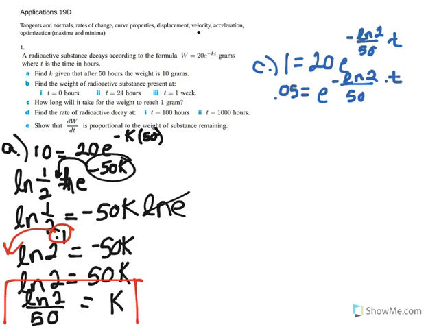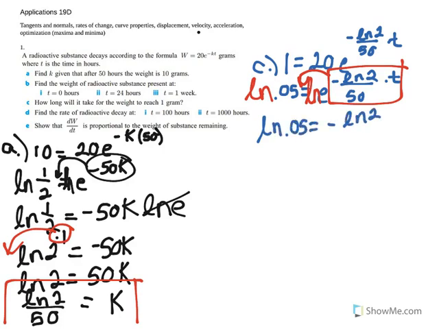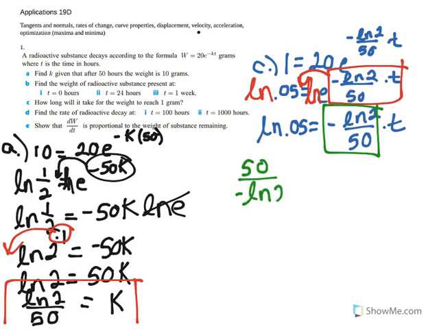And then since I have an e to a power, hopefully you're starting to get more comfortable, to undo that e, we can take the natural log on both sides. So when I take the natural log on both sides, this exponent comes down in front and is attached by multiplication. Therefore, we get the natural log of 0.05 equals the opposite of the natural log of 2 over 50 times t. I need to solve for t, so I'm going to multiply both sides by the reciprocal of that. So therefore t is 50 over the opposite of the natural log of 2 times the natural log of 0.05.